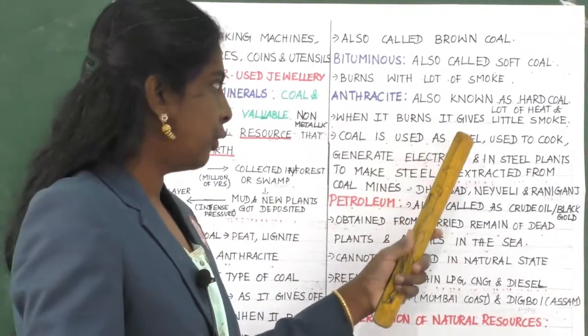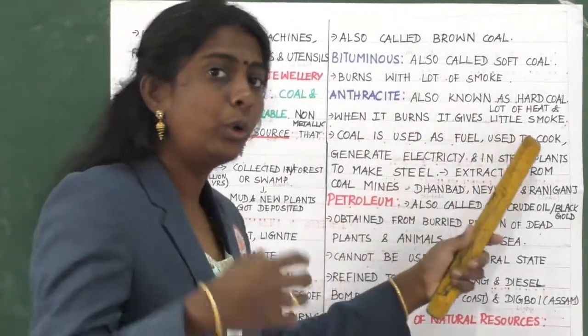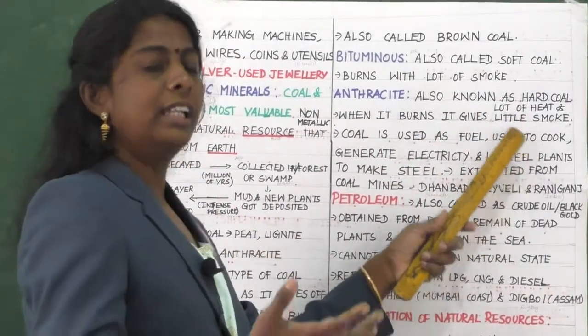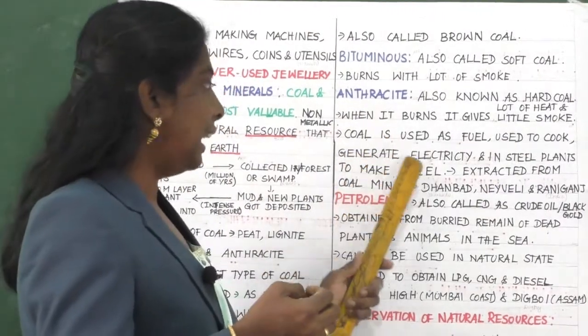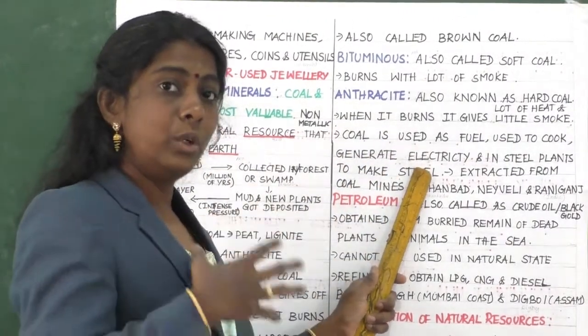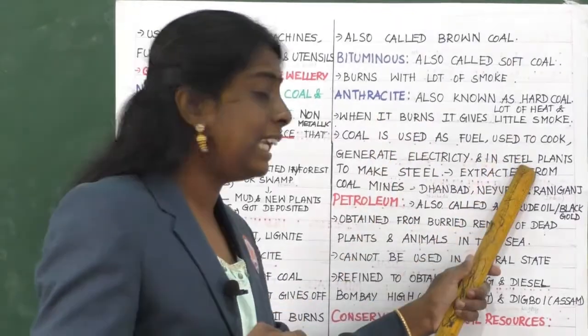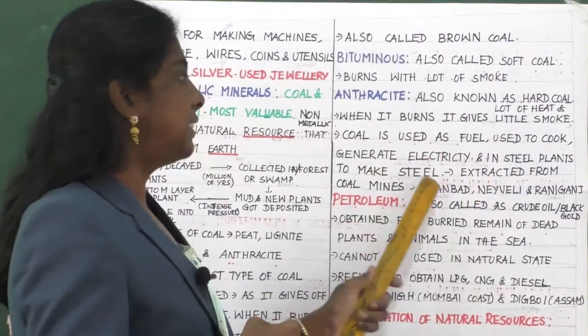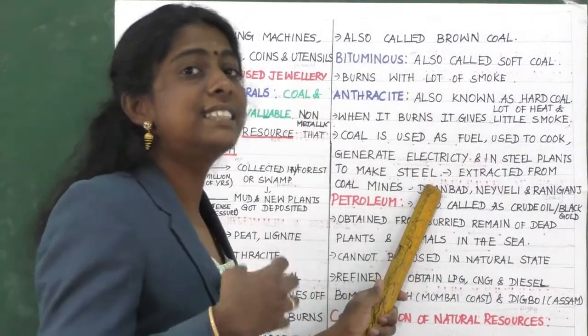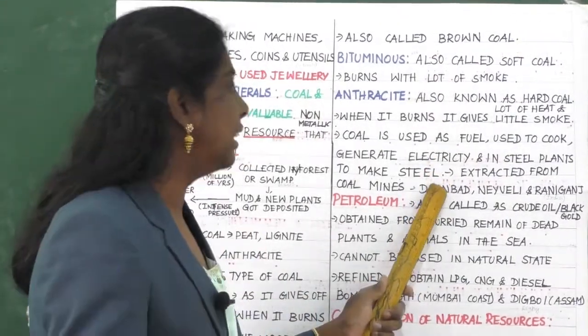Now, coal is used as fuel. It is also used to cook. Then it is used to generate electricity. Coal is used to generate electricity and it is used in steel plants to make steel.